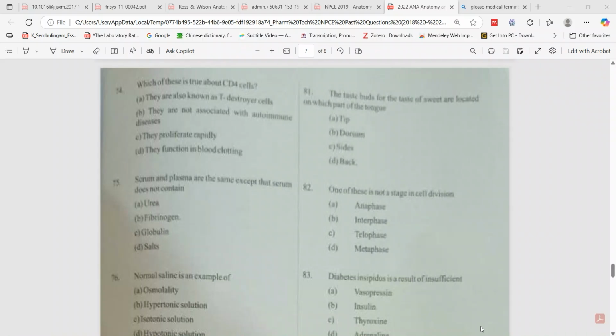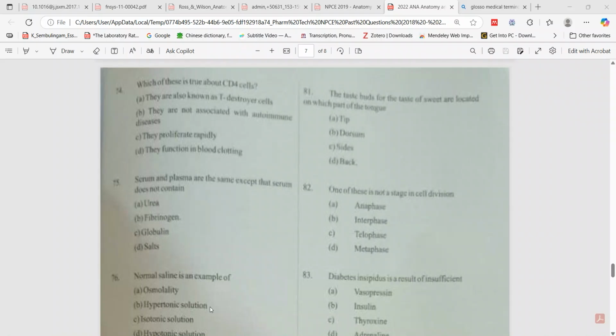Okay, so next question. Which of these is true about CD4 cells? Serum and plasma are the same, except that serum does not contain... Serum. Oh, read that down. Okay, serum.